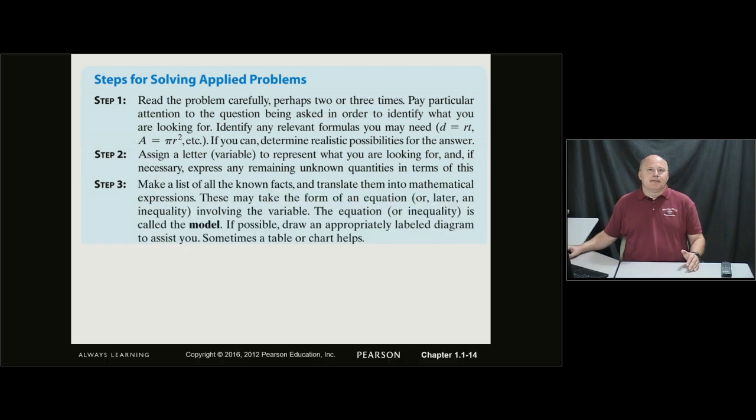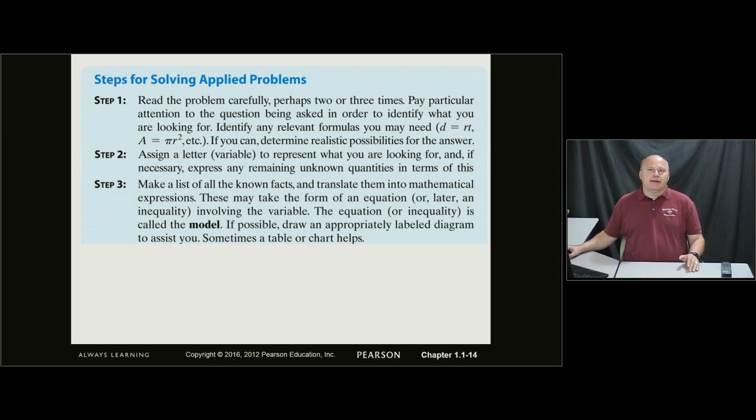Step 3, make a list of all the known facts and translate them into mathematical expressions. This is the key, the mathematical expression. These may take the form of an equation or later on an inequality involving the variable. The equation or the inequality is called the model. So when you create the equation based on the expressions that you found, and there will be a relationship that's worded or embedded in the problem, that becomes what you call the model.